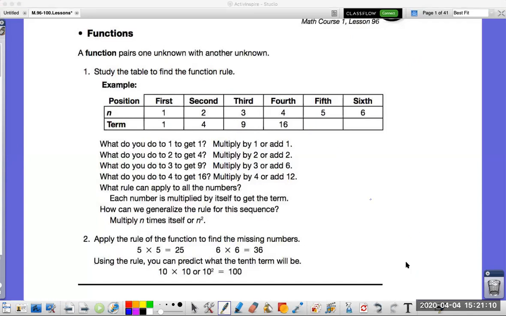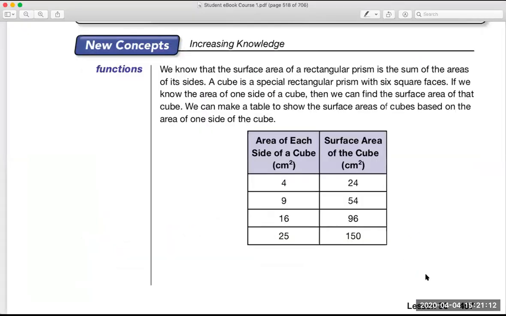So if we know the surface area of a rectangular prism, like let's say a number cube, dice, we know the surface area of a rectangular prism is the sum. That means you add up the areas of its sides. So if you know the area of one side, you know the area of all six sides. A cube is a special kind of rectangular prism with six square faces.